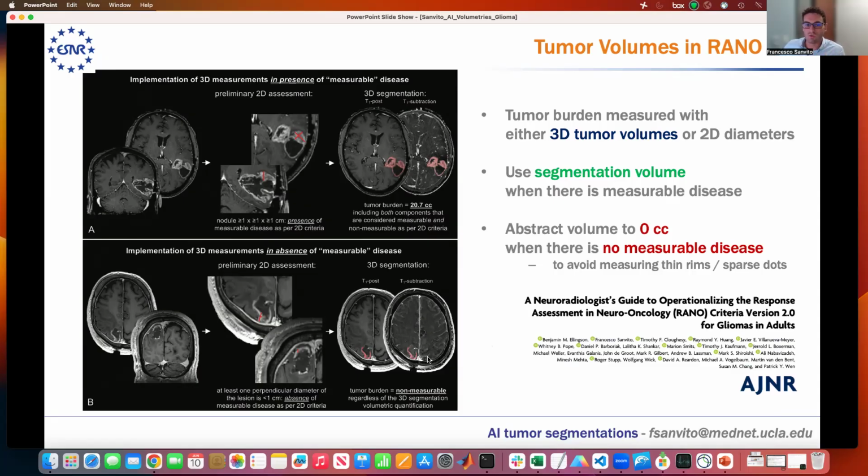You can just use 0. You can abstract the volume to 0. The concept is that we don't want to track the volumes of pericavitary enhancement, linear enhancement, situations where you don't really have an actual nodule of disease. So the point is, possibly this is the one leftover manual task in Rano in case we use automated segmentation.